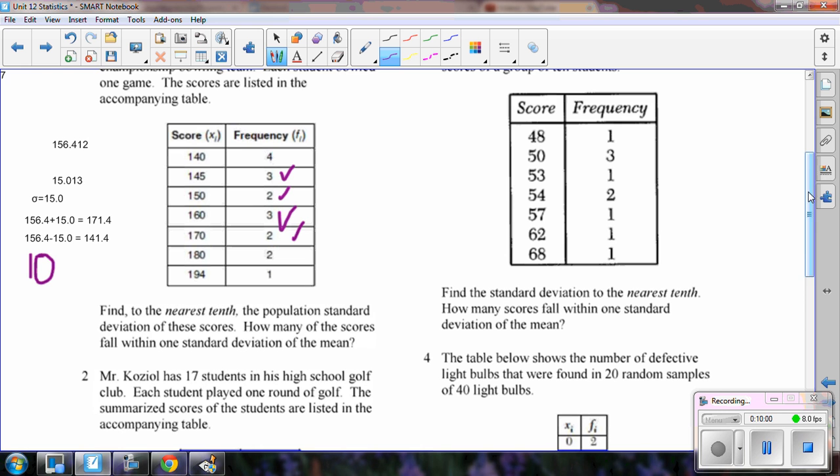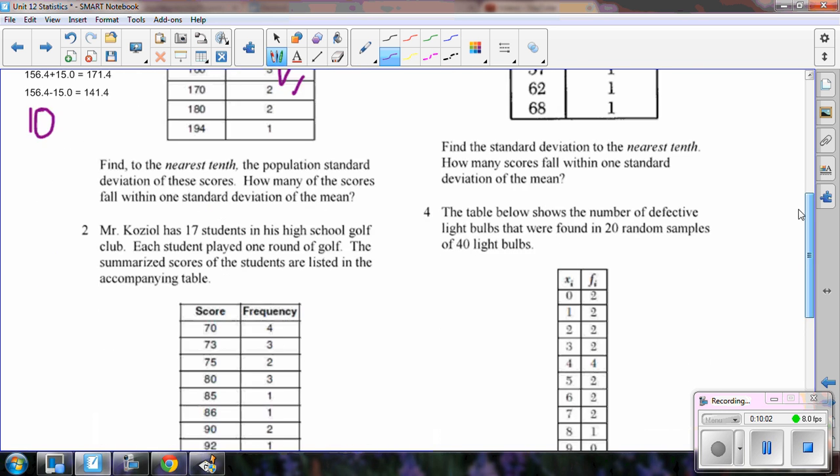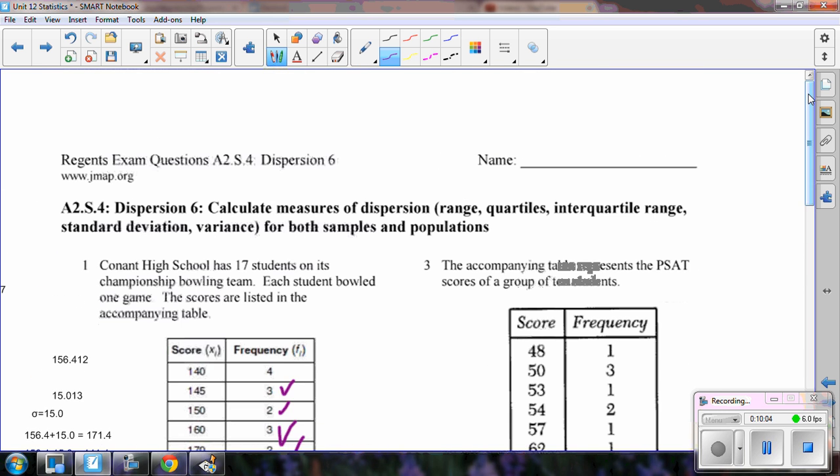This concludes our video on dispersions. If you have any further questions on dispersions, please send me an email so I know that I need to cover it in class. And this will conclude these videos. Our next topic is going to be on normal distributions.